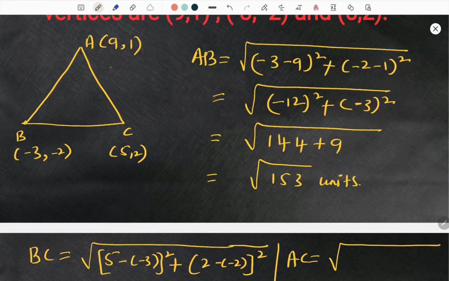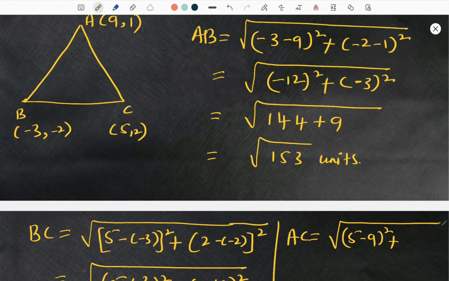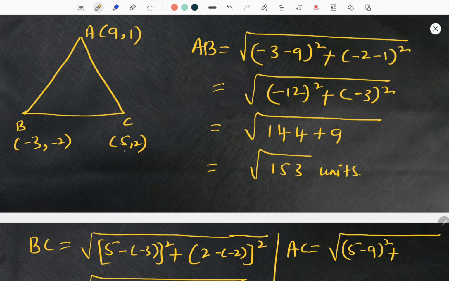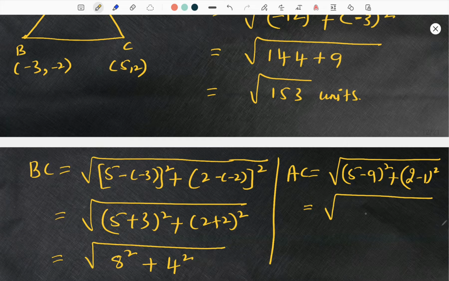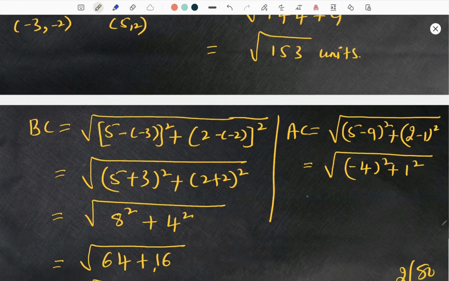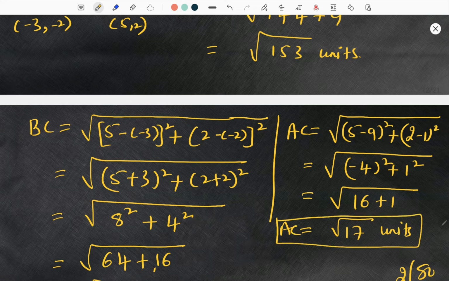So that becomes (5 minus 9) whole square plus (2 minus 1) whole square. Using x1, y1, x2, y2, that's why (5 minus 9) whole square plus (2 minus 1) whole square. Then it becomes under root (5 minus 9 is minus 4) whole square plus (2 minus 1 is 1) square. So it becomes under root 16 plus 1, which is equal to under root 17 units. So I got the value of AC as under root 17 units.